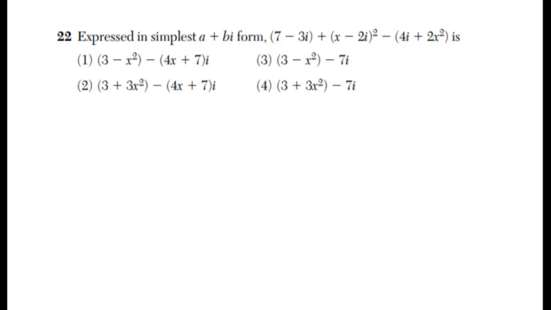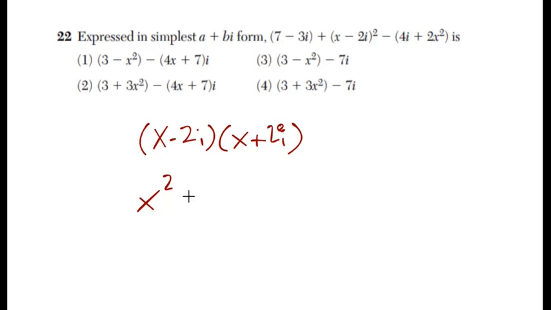Of course, as we reach the end of the multiple choice part of this exam, they throw some more complex numbers at us, imaginary numbers. So it looks to me like the first thing that we have to do is some FOILing. So if I go ahead and write this out, x plus this, that's an i, and then FOIL it out, I get x squared.